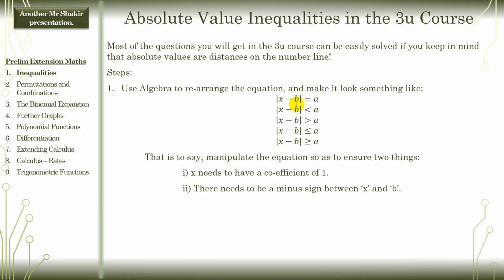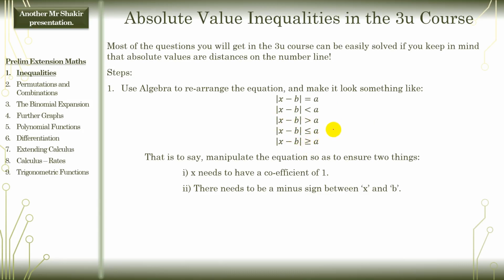Now you might ask, why negative? Well, think about it. When we're talking about distances on the number line, what is the distance between positive 7 and positive 5? The answer obviously is 2. But how did we get to that? We did 7 minus 5. Why minus? That's the logical thing to do there, isn't it? 7 minus 5. That's why we need a minus here, because we're dealing with distances.